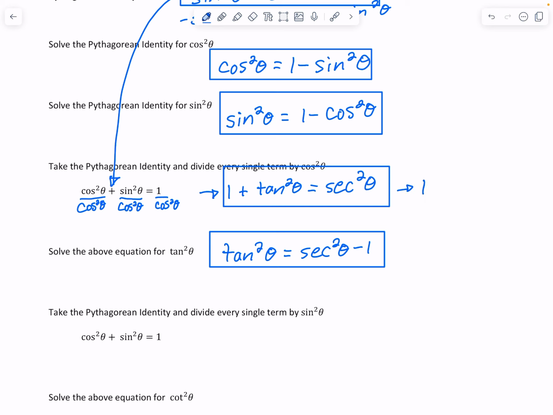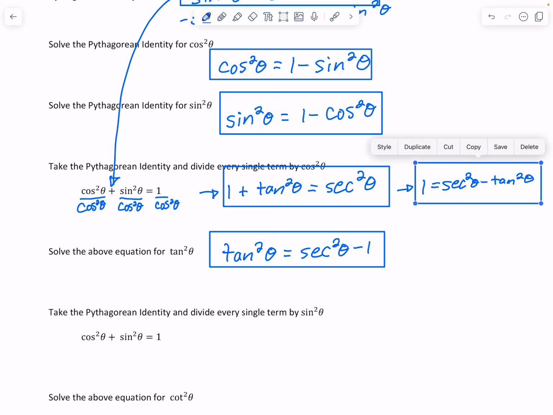I could do 1 equals secant squared theta minus tangent squared theta. I'm not sure what they put in that box. We could come up with a bunch just by moving things around, adding or subtracting that original equation. Okay, so that gave me that special one that has secants and tangents.